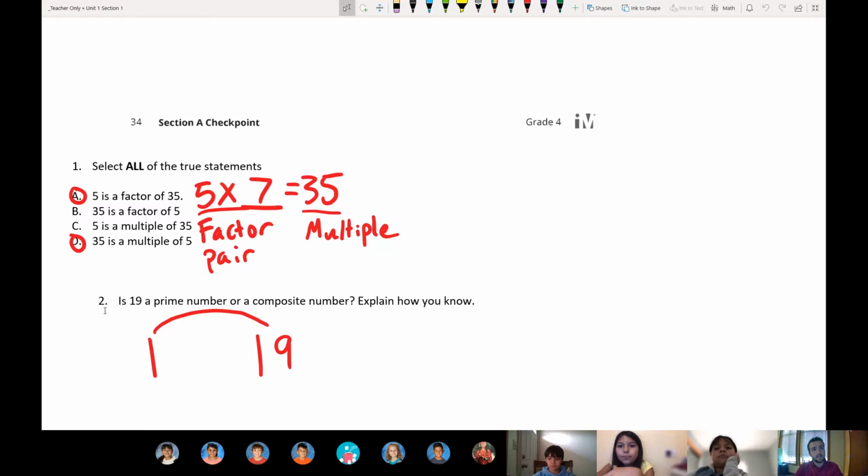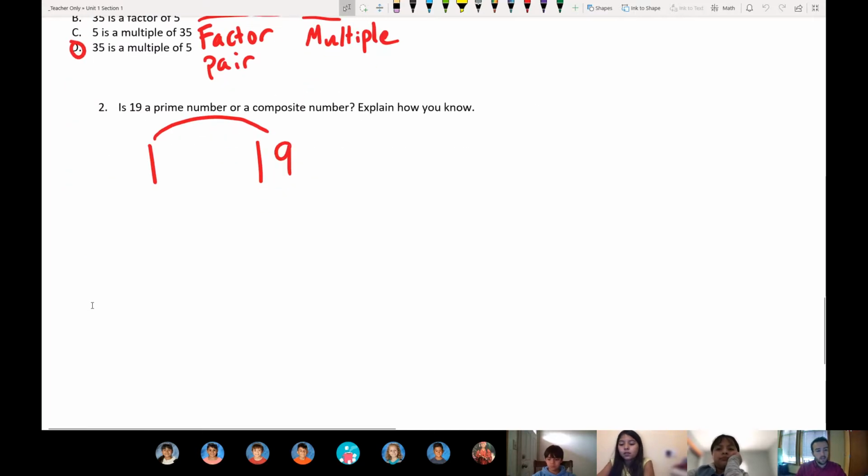So 1 and 19. We would then need to go through and start testing some numbers and see if they are factors of 19. So we test and see, is 2 a factor of 19? Well, when we skip count by 2, 4, 6, 8, on and on, we only get even numbers, right? 19 is an odd number. So we know that 2 would not skip count and land on 19. There's no chance. So 2 wouldn't work.